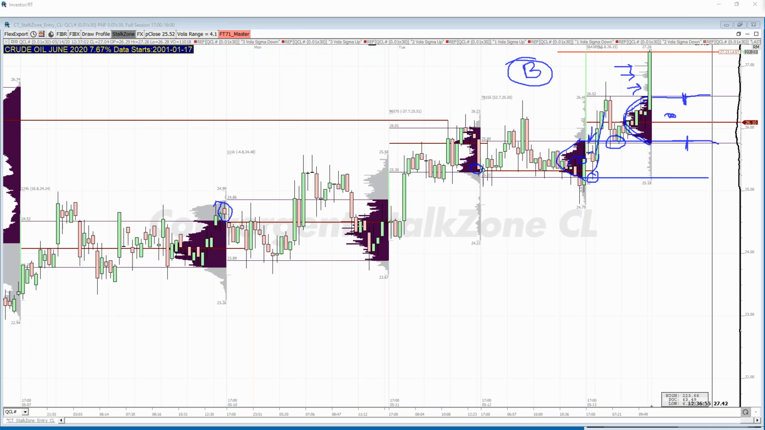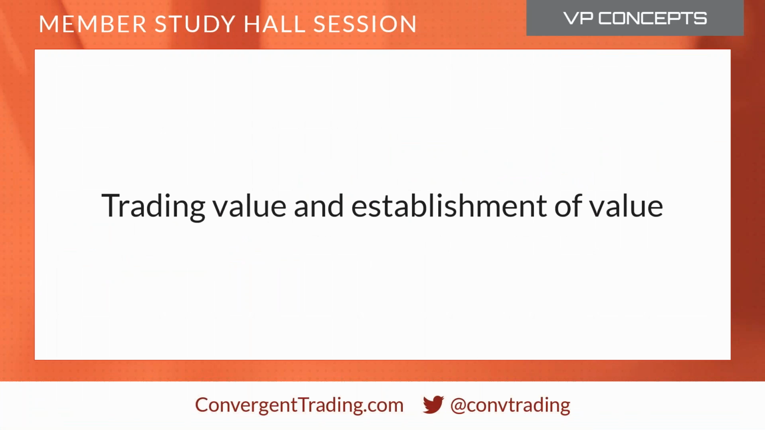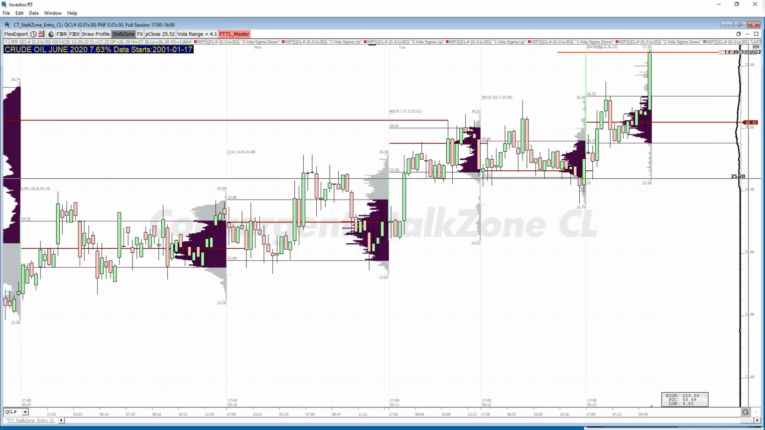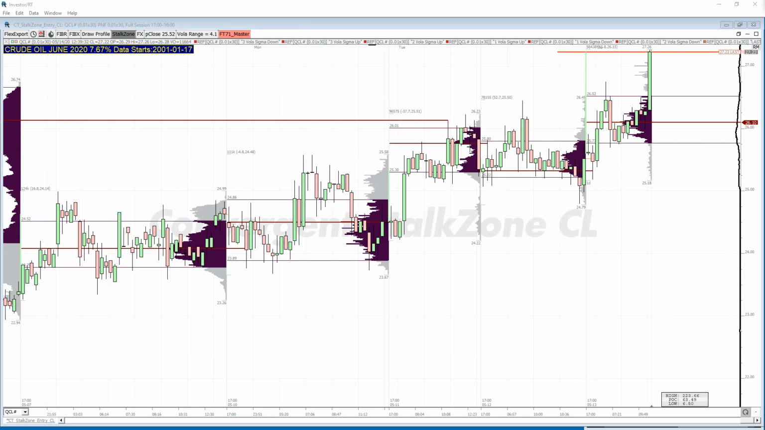Okay, so that's the establishment of value. Let me get rid of these markings. That's the true establishment of value, and I also covered with you on that slide some super basic trading concepts. The last thing I want to cover with you with regards to this is to remind you of what these things mean. What does it mean to have a low volume node?